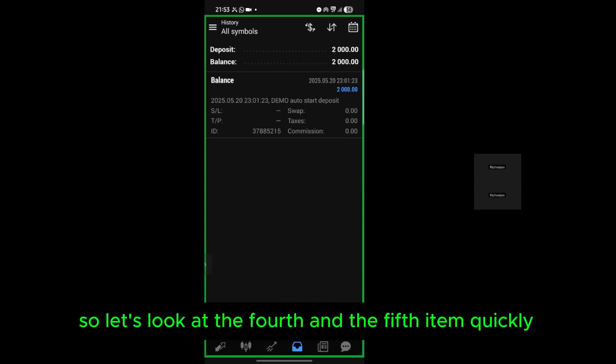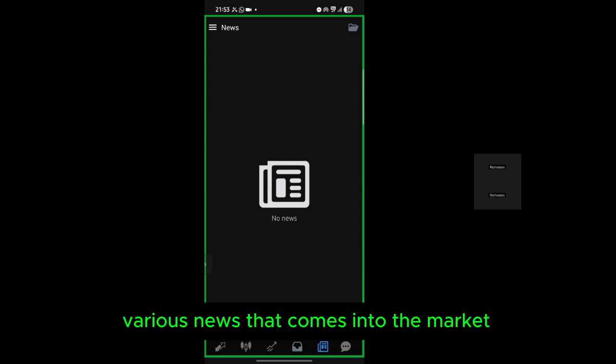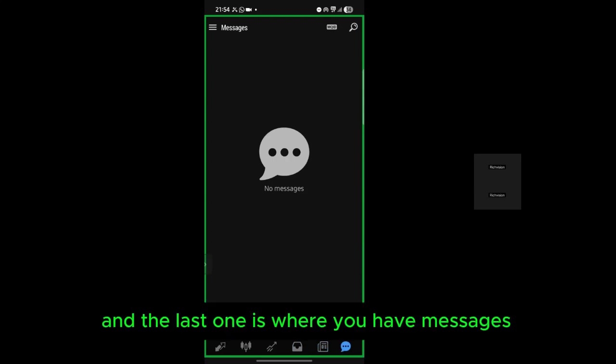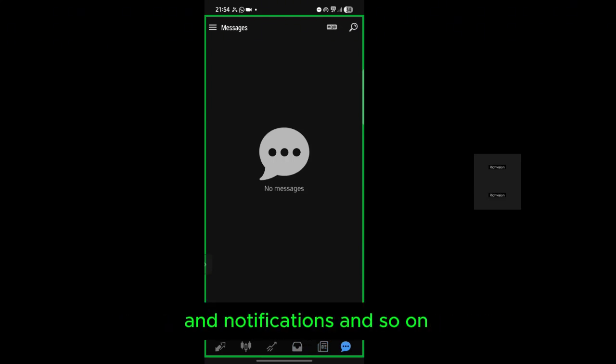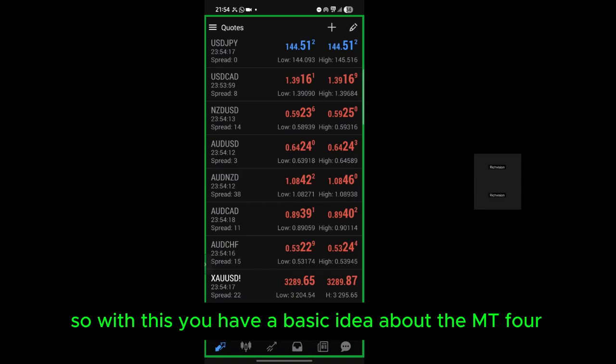All right. So let's look at the fifth item quickly. This is where you see the news, various news that comes into the market. Just take the time to go through them also. And the last one is where you have messages and notifications and so on. So with this, you have a basic idea about the MT4.